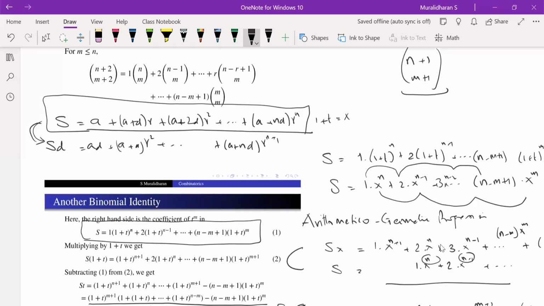So these terms will automatically cancel out. That is, a plus d into r square. So this is a plus d.